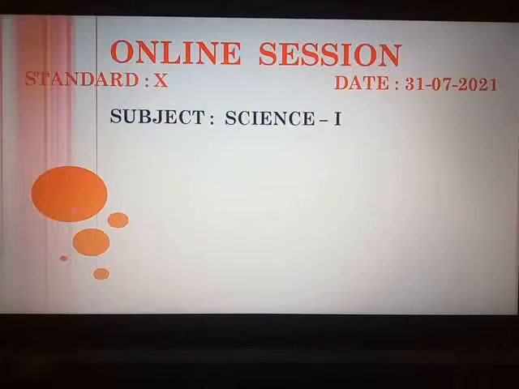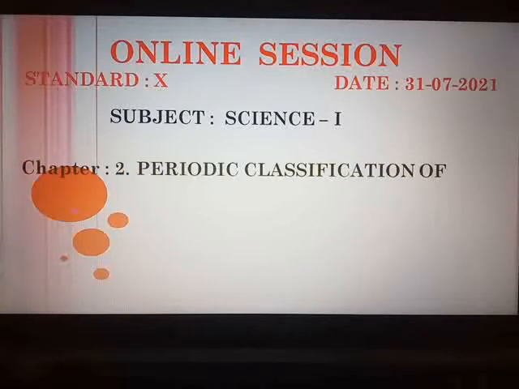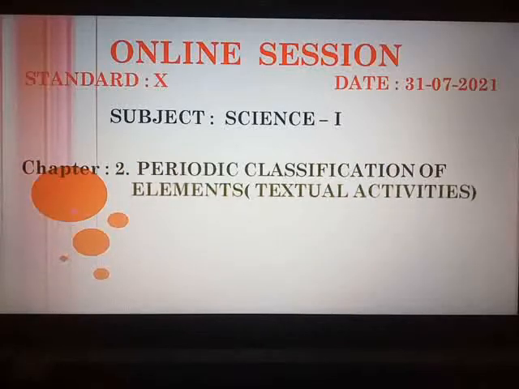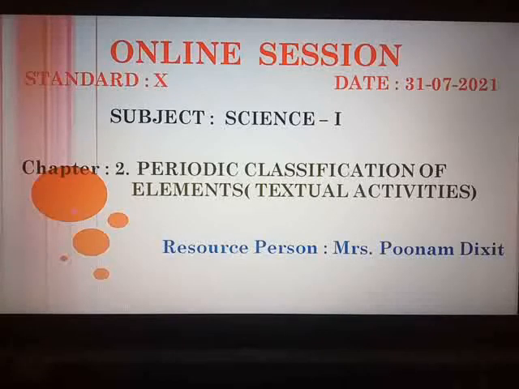and Technology Section A. In our previous session, we started with the discussion of textual activities for chapter number 2, Periodic Classification of Elements. Today, we are going to complete the discussion of all the activities, and in the next session, we will be starting with a new chapter.